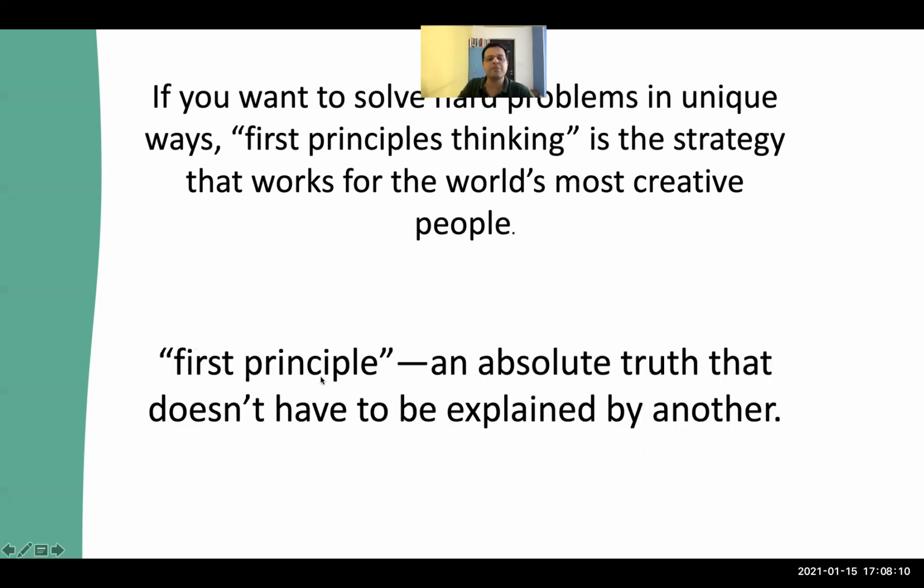What do you mean by first principle? An absolute truth that doesn't have to be explained by another. Now, many times when you're solving a problem, you come out with some hypothesis, some statements, some observation, some interpretation. But we need to explain that again.